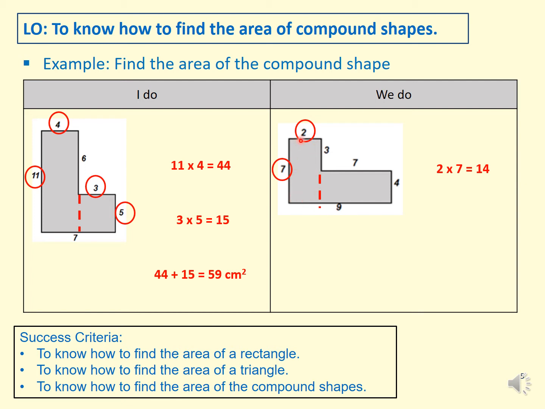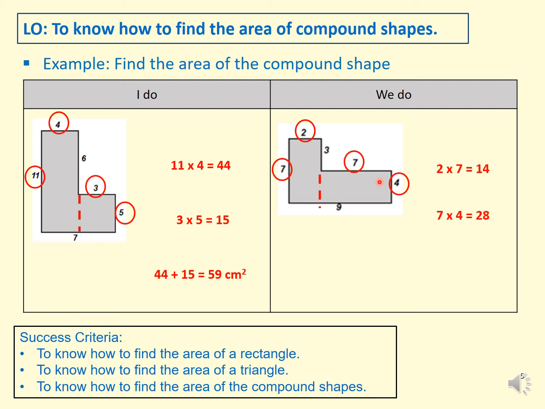Now I need to find this area in here. Which two numbers do I need to use? The whole length in here, which is 7, and the whole length in here, which is 4. So you need to be careful which two numbers you use. The whole length of this side and the whole length of this side, which is 4 and 7. So for finding the area of this rectangle, I times 7 and 4, I get 28.